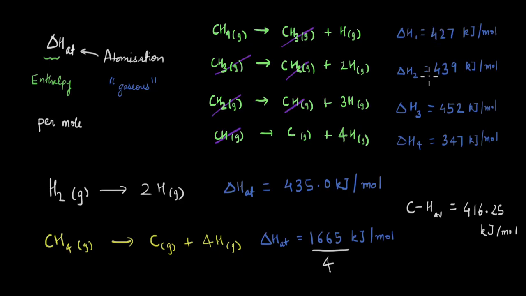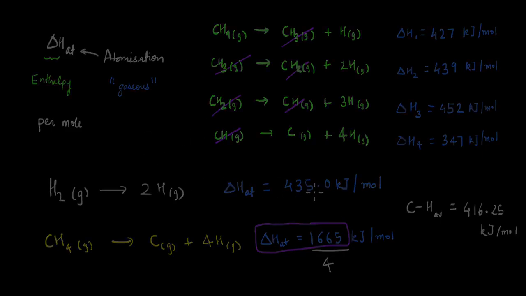And correspondingly, when we add all these 4 values of enthalpies, we get a total enthalpy of atomization, which is 1665 kilojoules per mole. Now let's go through an exercise problem connecting all these ideas.